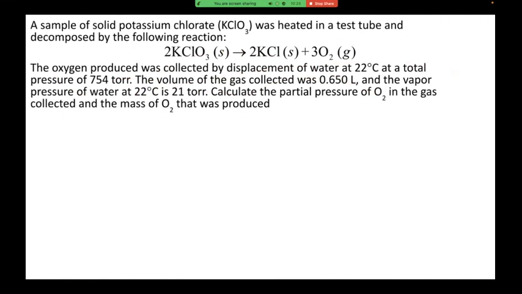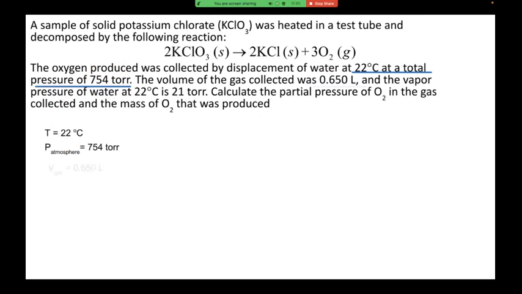Starting with the first piece of information, we're told that our experiment is happening at a temperature of 22 degrees Celsius. We're then told that our total pressure is 754 torr. When we're given a total pressure, that's going to be the pressure of our atmosphere, of our environment. So we set the pressure of our atmosphere equal to the 754 torr that we were given.